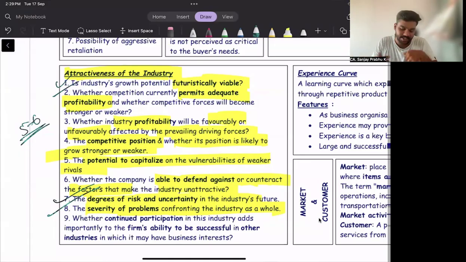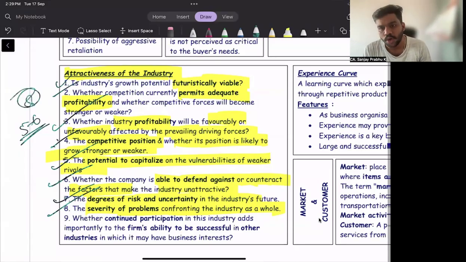How are we going to defend it? What are the ways by which we can capitalize on the weaker points of the rivals? What is my competitive position in the industry? Whether it is likely to grow stronger or weaker. Okay. What are the driving forces which affect the profitability of the industry? So we have discussed 1, 2, 3, 4, 5, 6, 7, 8. 8 points we have discussed. You have to memorize only 5 to 6 points.